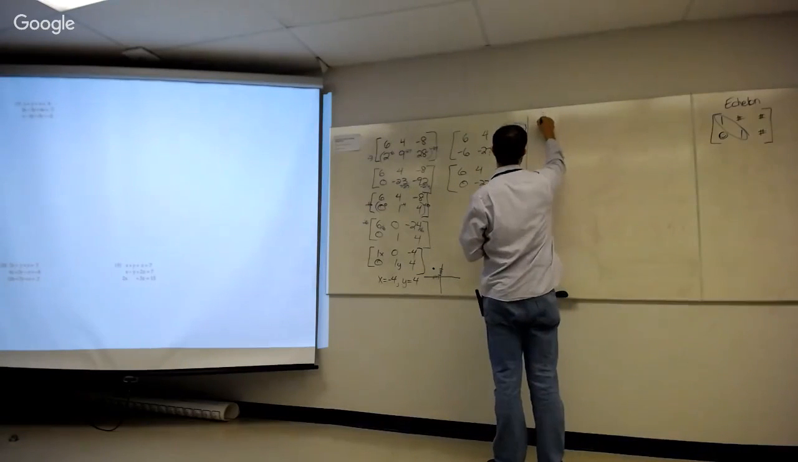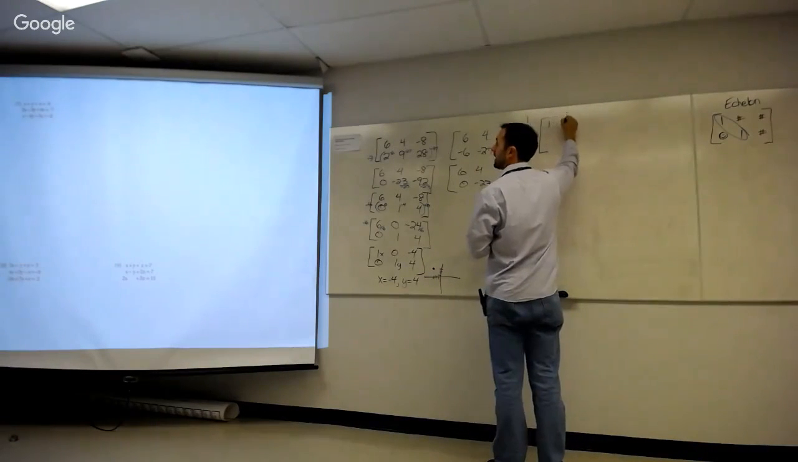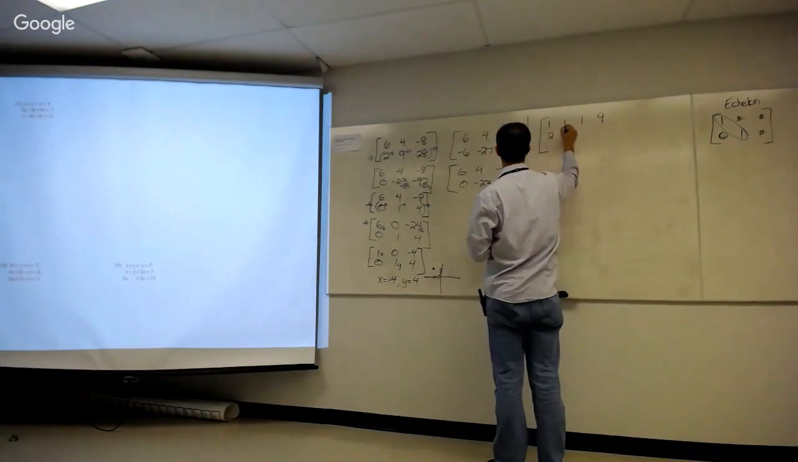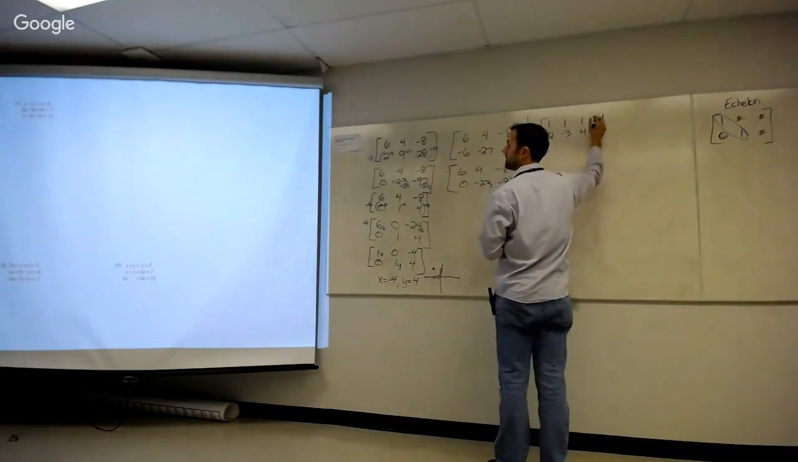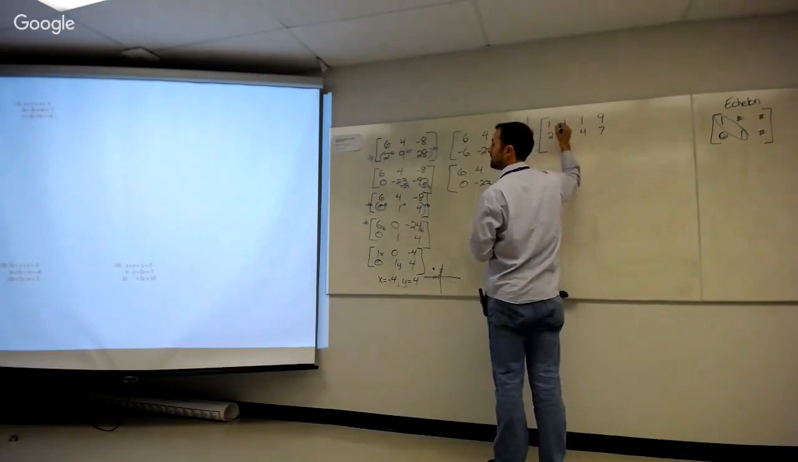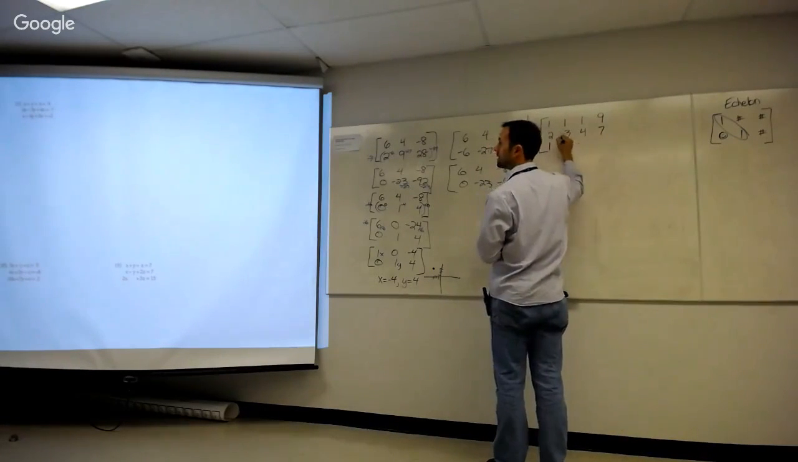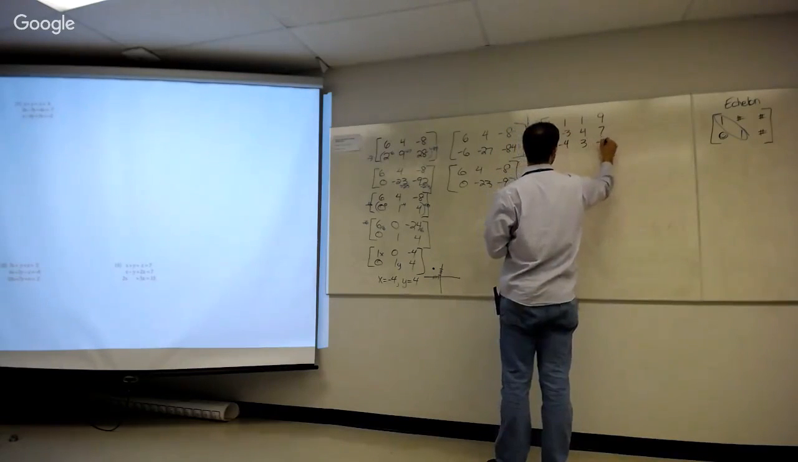So what's our matrix? 1, 1, 9. Yeah. And 2, negative 3, 4, 7, and negative 4, 3, and negative 2.